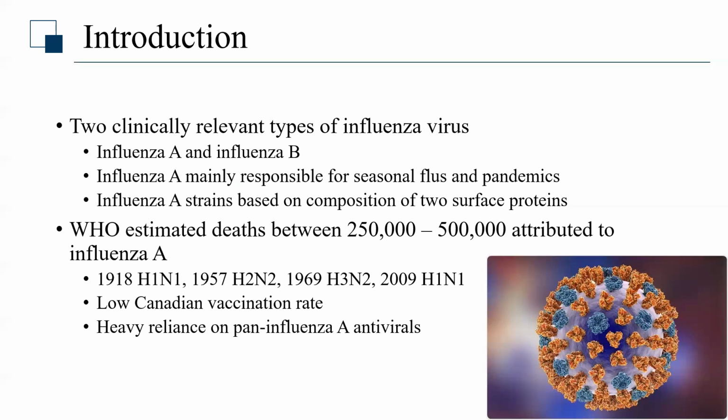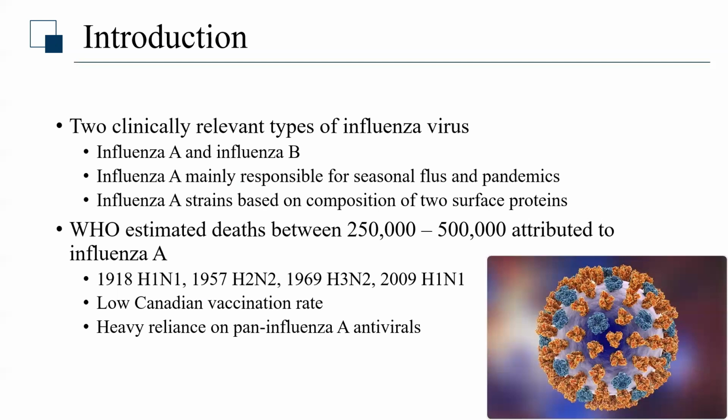So influenza occurs globally, infecting up to 1/5 of the world's population each year. And these annual epidemics are estimated to result in about 3 to 5 million cases of severe disease and about 250 to 500,000 deaths each year. Some examples of the global pandemics caused by influenza A include the 1918 H1N1 outbreak and the 2009 H1N1 outbreak.